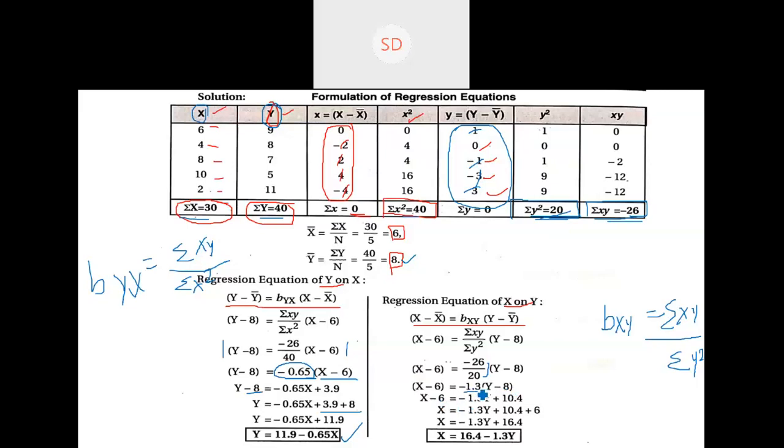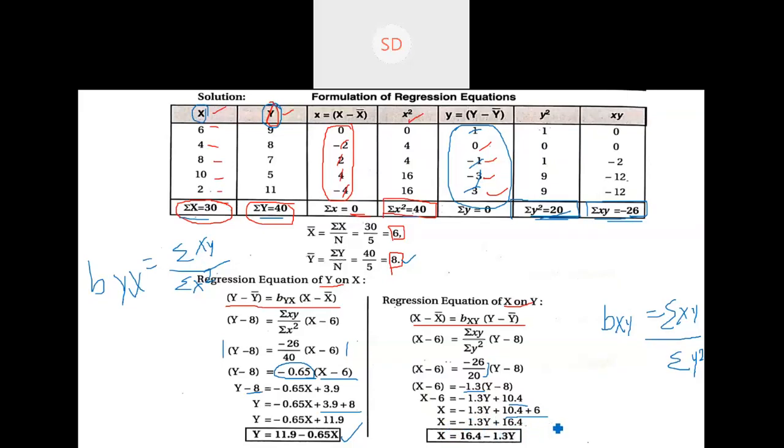Okay, so minus 1.3 into y is minus 1.3y. Again, minus into minus is plus. So 1.3 into 8 is 10.4. Then next step, this minus 6 we should take to the other side, which will become plus 6. So x is equal to minus 1.3y plus 10.4 plus 6. Okay, next x is equal to minus 1.3y plus 16.4.